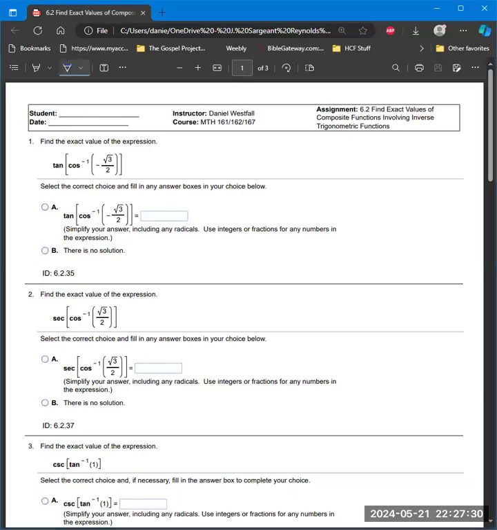In this video, we're going to find exact values of composite functions involving inverse trigonometric functions from 6.2. Let's go ahead and get started.